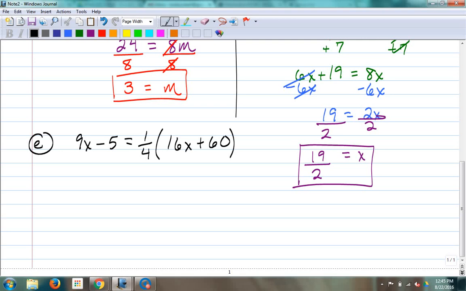It would work, but here's a good little check. Does 4 go into 16? Does 4 go into 60? Yeah, it does evenly. So doing the distributive property is not going to create more fractions on this one. It's actually going to make those numbers go smaller. So I'm going to distribute the 1/4 to both of those. 1/4 of 16 would be 4. 1/4 of 60 is 15.